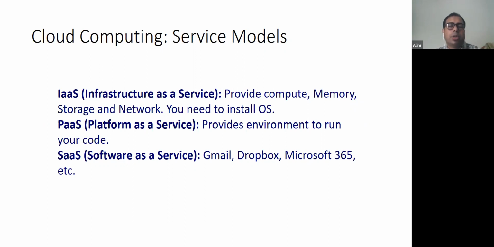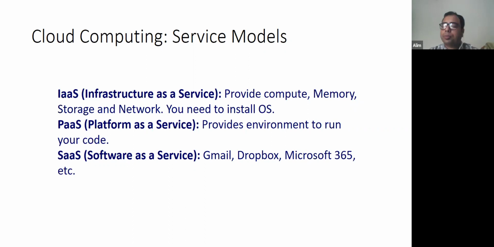And then we have the software as a service model, SaaS. It is very common, and we use it on a day-to-day basis. We use Gmail, Outlook, Dropbox, Google Drive, for example, or WhatsApp and Facebook. All are software as a service. Everything is in the cloud. So there are three service models.